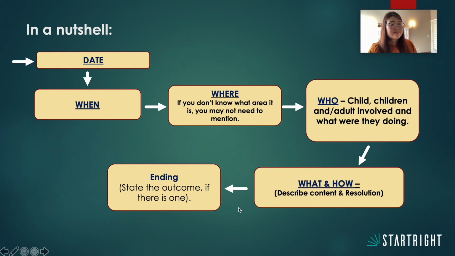In a nutshell, this is how we write the date, say when, small group time, large group time, where, if you don't know the area, don't mention it, who is involved, how many children, you don't have to say how many children, but who was there, whether it's the teacher. The next one is what and how: describe the content and the resolution if there is a problem or a conflict, but if not, then what happened in between, and if there's an outcome, state the outcome. Okay?